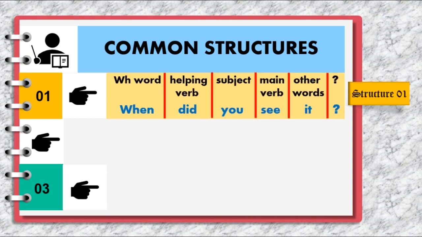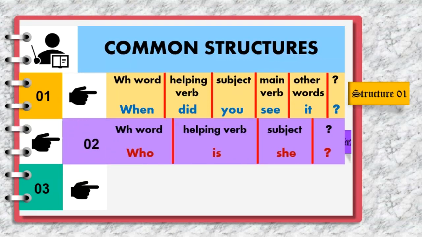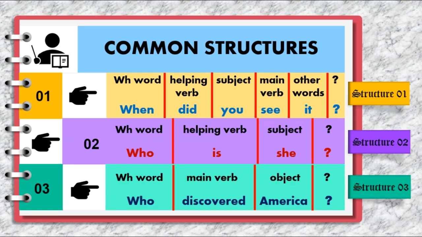Look at the structure. WH word, helping verb, subject, main verb, other words, and the question mark. Look at the example. When did you see it? Another structure. WH word, helping verb, and subject and question mark. Example, who is she? Another structure. WH word, main verb and the object and question mark. Example, who discovered America?